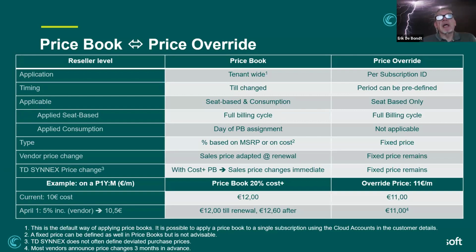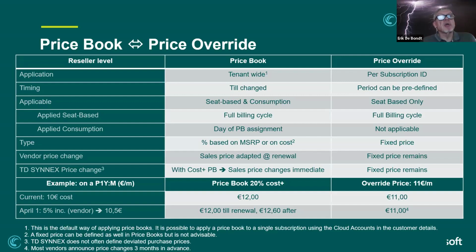The type: a price book is based on MSRP or on your cost. You can also define a fixed price in the price book, but we advise against that because it will make your life more complex. Price override is always fixed, but you have more control in the reports to see what is happening, and mostly you do it very time-bound.